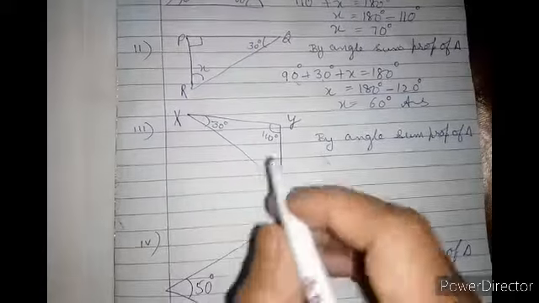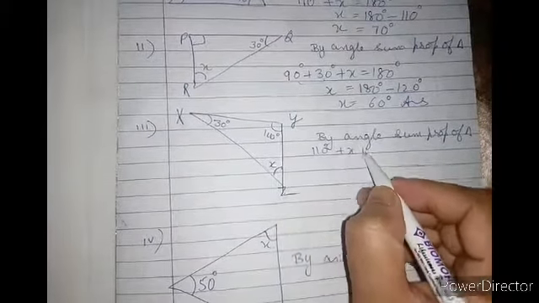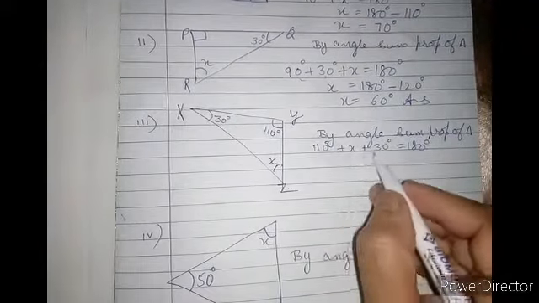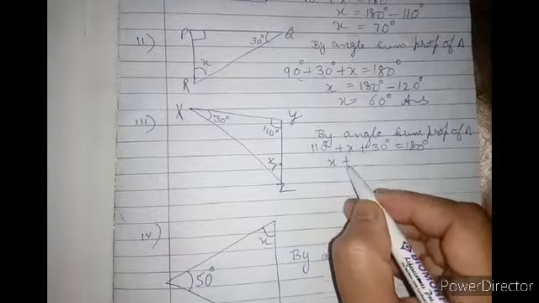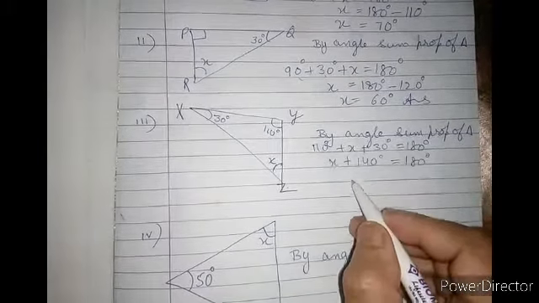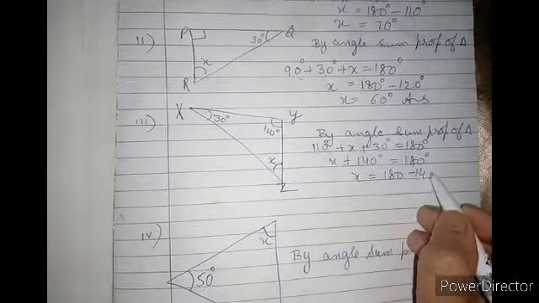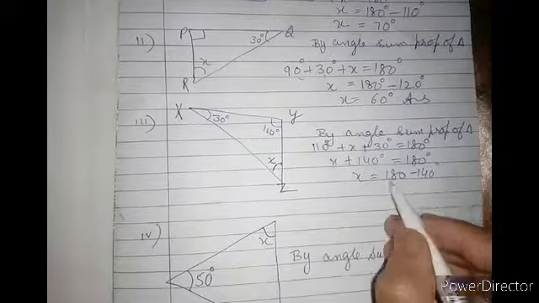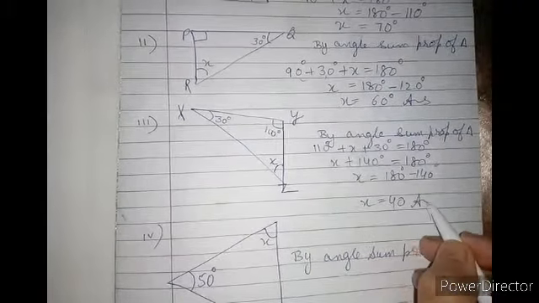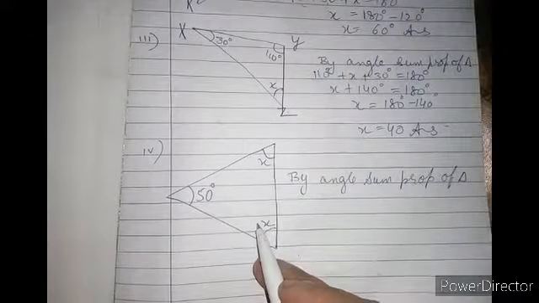Here also, 110 plus x plus 30 equals to 180 degree. 110 plus 30 is equal to 140, and 140 plus x equals to 180 degree. And when you will shift 140 to your right hand side, you will get x is equal to 40 degree. Again here we have got x and x.